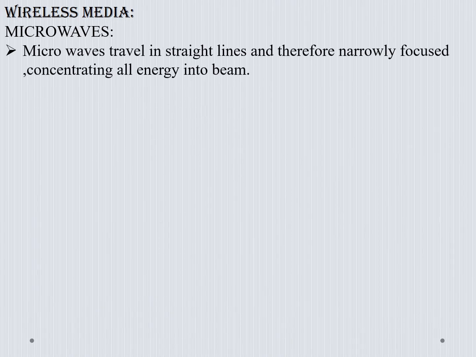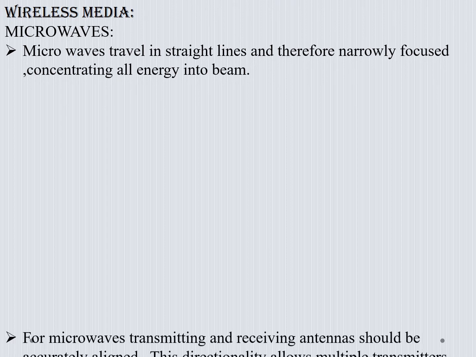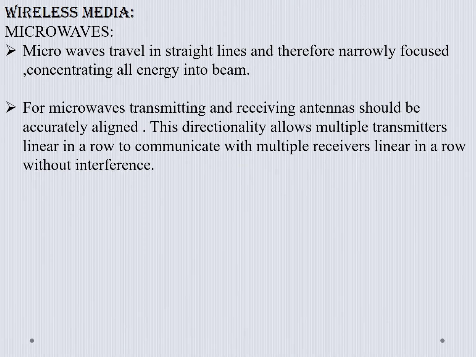Next, let us discuss microwaves. Microwaves are widely used in many communications. Microwaves travel in a straight line. That is, they follow the directionality principle, due to which the transmitter and the receiver both should be in a straight line. Microwaves travel in straight lines and are therefore narrowly focused, concentrating all energy into a beam. For microwaves, the transmitting and the receiving antenna should be accurately aligned.